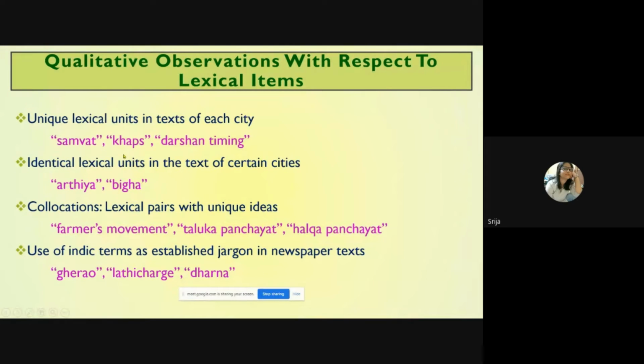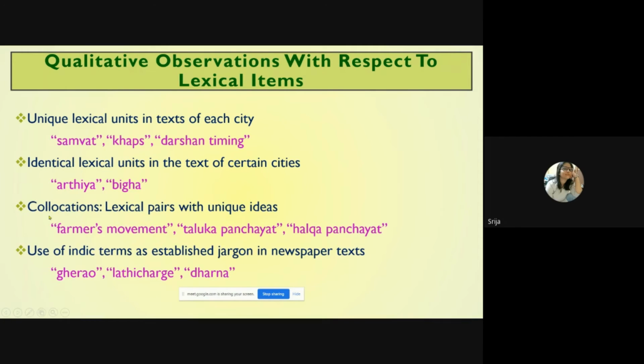Okay. The second is identical lexical units in the text of certain cities. By this, I'm trying to say that some of the lexical units are similar for some states. This was seen mainly in those cities that shared geographical borders or boundaries. Like Arthia was a very common recurrent unit in and around Chandigarh as well as New Delhi. Whereas Bigha is a unit of land measurement, and Arthia means middle length. So Bigha was commonly used in the news text of Kolkata as well as Guwahati.